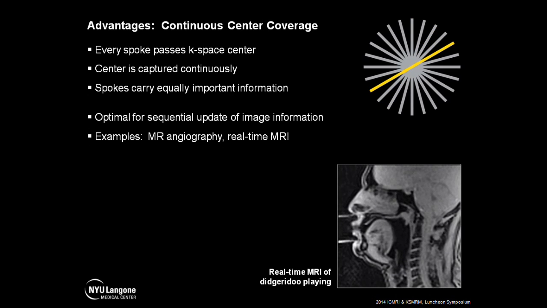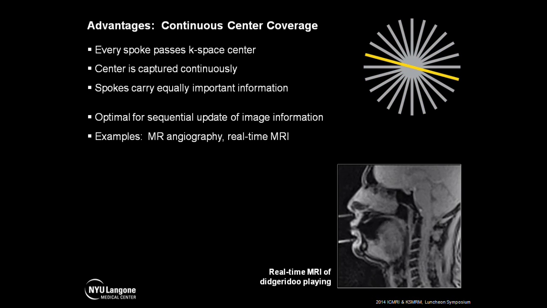And finally, another interesting property of radial sampling is that all the spokes go through the center of K-space. And this means we'll have a continuous acquisition of the K-space center information. Also, all the spokes are equally important. So there's no spoke that carries more important K-space information than another spoke. And that means a radial sampling gives a very balanced sampling of K-space.